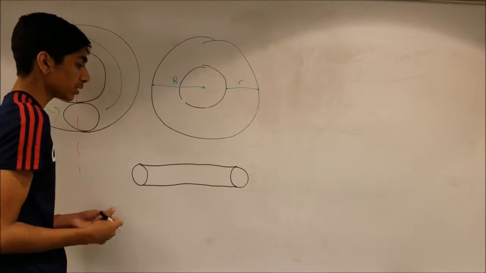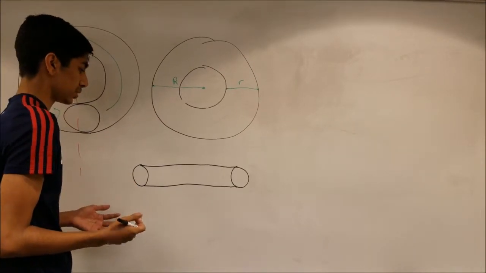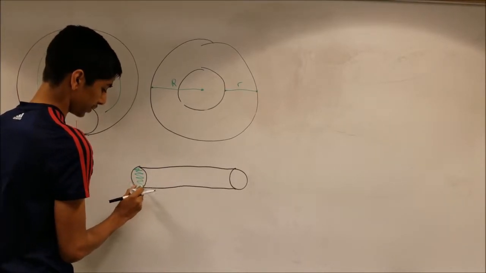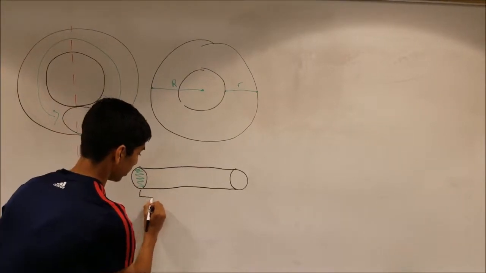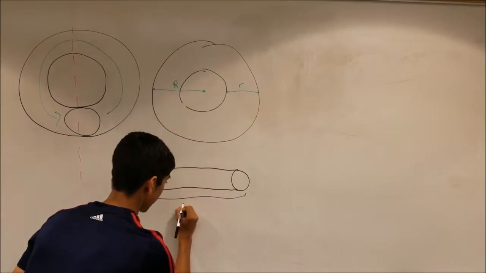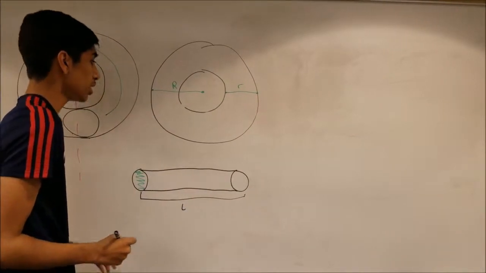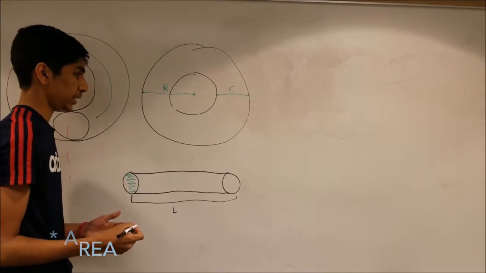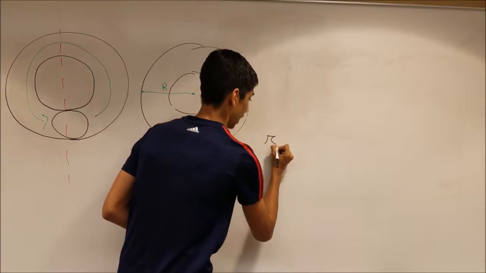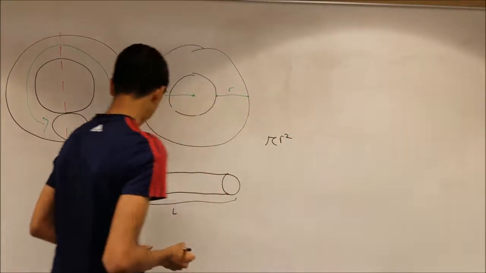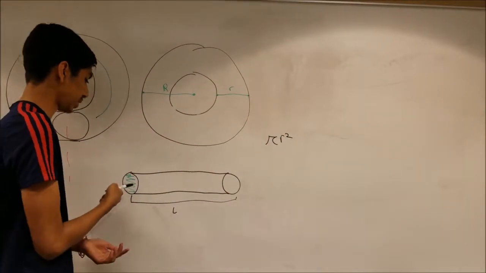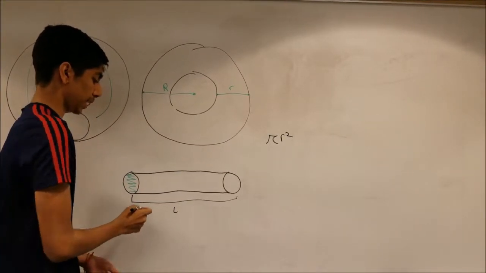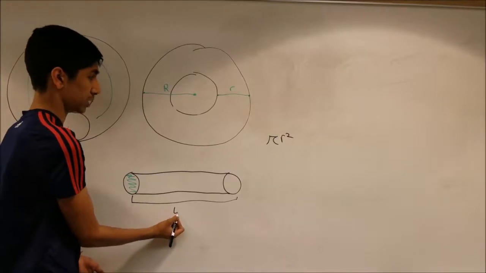To find the volume of any prism, we can find the area of the base and multiply it by the length, which we'll describe as L. So now we know that the area of the base of a cylinder is going to be equal to pi r squared, because we can see that the base of a cylinder forms a circle. Now we need to multiply this by the height, or length in this case, which is L.